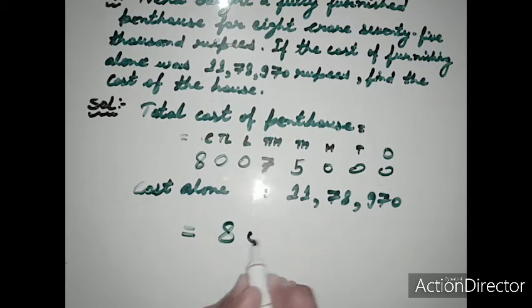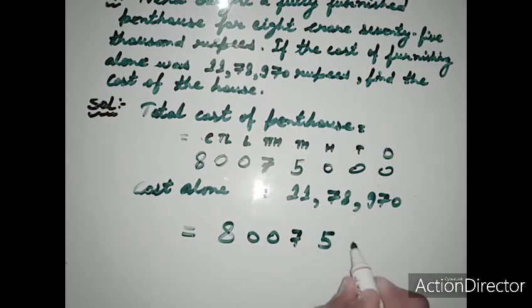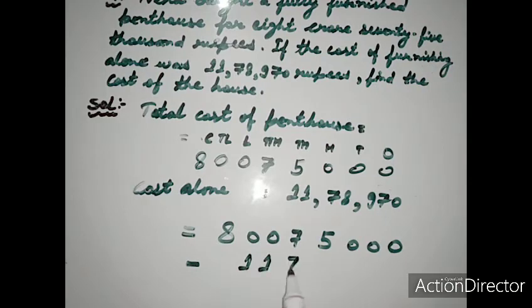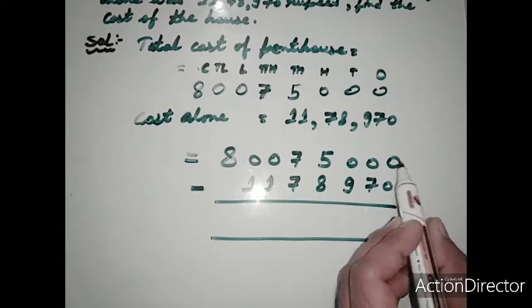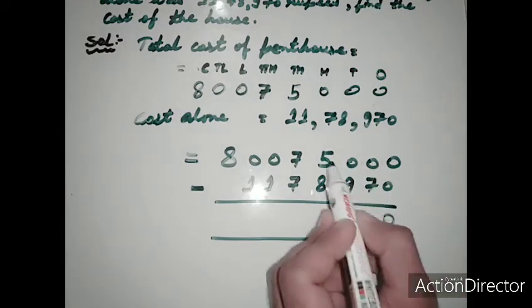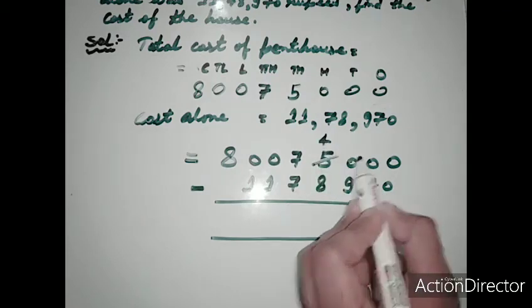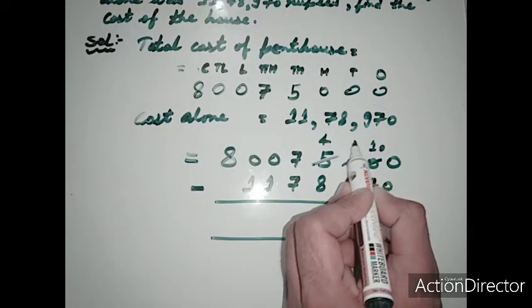So here we write 8,00,75,000 and here we subtract this number, 11,78,970. Now we subtract these two numbers here. 0 minus 0, 0. Here we take one borrow from here. So 4 is left here. This number changes into 10 and here 9.